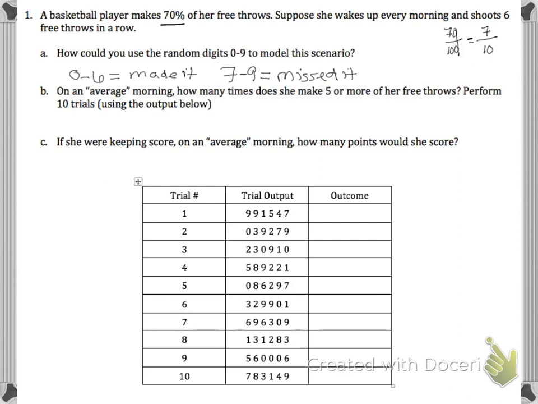Okay, now it says, on an average morning, how many times does she make 5 or more of her free throws? Perform 10 trials using the output below. So that means that we have to look at this output in the table and determine that if she had a 7 through 9, she missed the shot. So that means, based on what we used to do in class back in this first supplemental topic, I'm going to go through and cross out every time I see a 7 through 9.